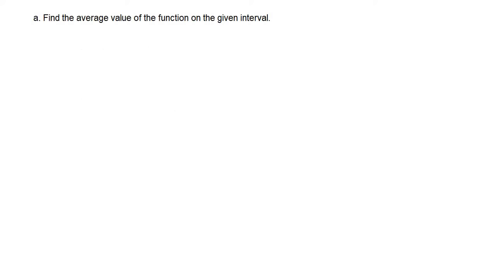Now, for this first problem, all we have to do is find the average value of the function on the given interval. So for number 1, we have f of x equals cosine to the fourth x times sine of x, and our given interval is from 0 to pi. So realize that 0 is our a value and pi is going to be b. And the interval, remember, goes from a to b.